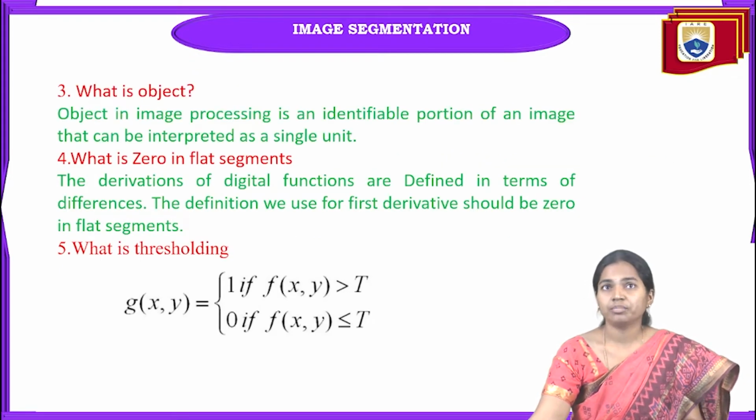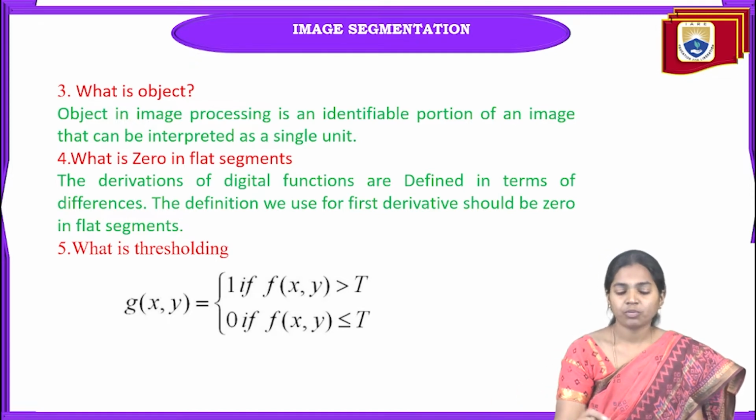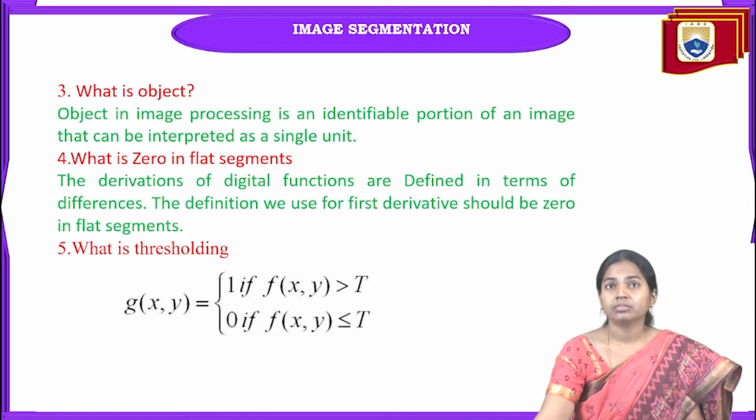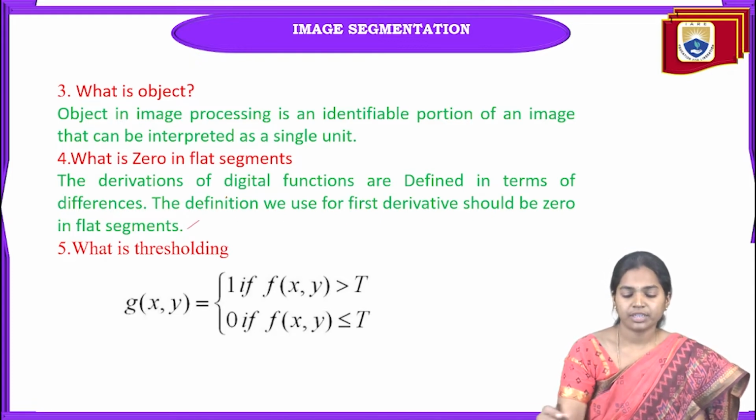And what is an object? An object in image processing is an identifiable portion of an image that can be interpreted as a single unit. And what is zero in a flat segment? The derivatives of digital functions are defined in terms of differences. So the definition we use for the first derivative should be 0 in a flat segment.